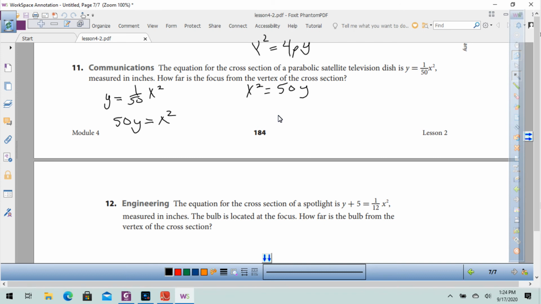Can we take a 4 out of there? Well, let's see. 50 divided by 4. 4 times 1 is 4, 1, 0, and that's 2, that's 8, and then 2.0. So I get 12.5. So x squared equals 4 times 12.5 y. So how far is the focus from the vertex? P equals 12.5. The focus is 12.5 inches from the vertex of the cross section.